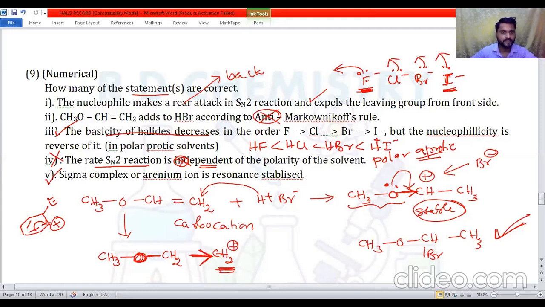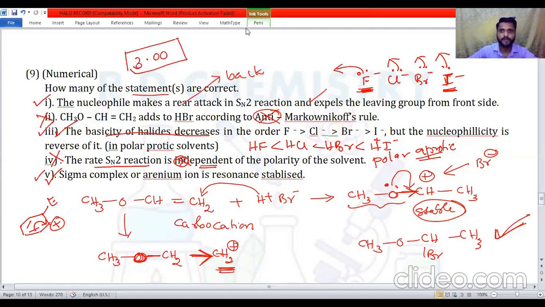So the fifth statement is also correct. How many statements are correct here? Two are wrong statements: the second and the fourth. The first statement is correct, the third is correct, and the fifth is correct. Altogether 3 statements are correct. It is a numerical type question, therefore the answer should be 3.00.